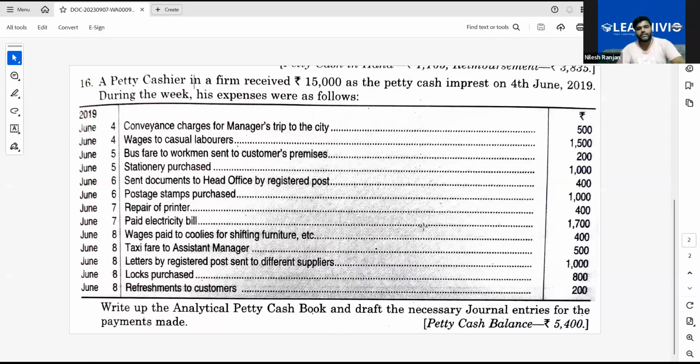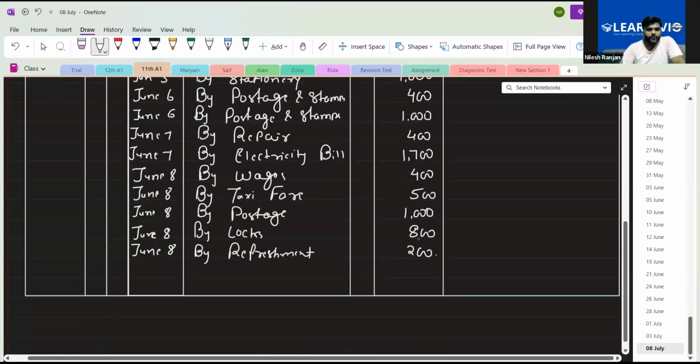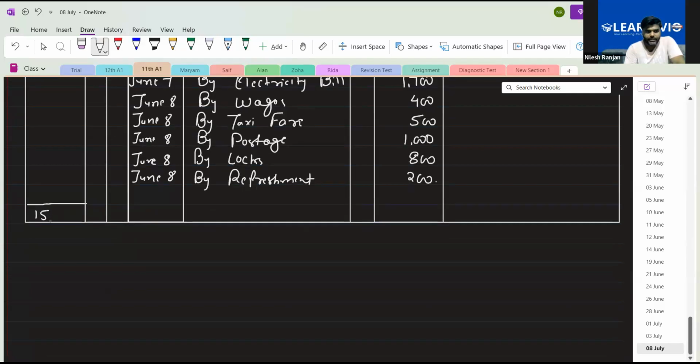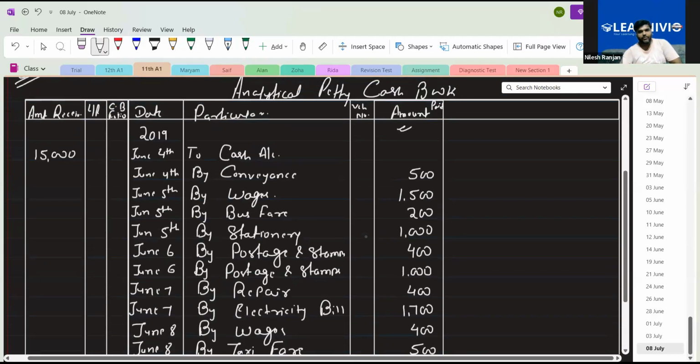Okay. After that, we will calculate the total on both sides. Obviously, the amount received will be higher. So 15,000 will be written on both sides. Okay. So from this 15,000, you have to deduct the lower side, that is amount paid.